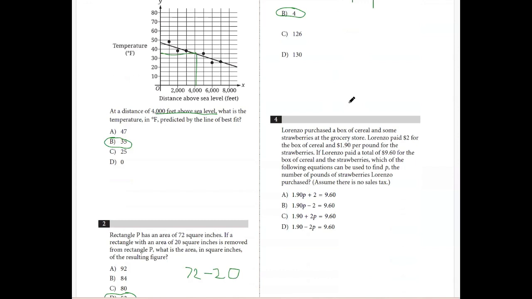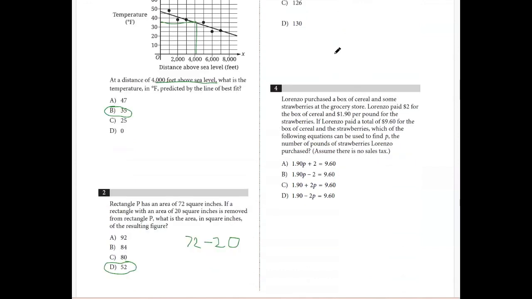Number four, Lorenzo purchased a box of cereal and some strawberries at the grocery store. Lorenzo paid $2 for a box of cereal and $1.9 per pound for the strawberries. If Lorenzo paid a total of $9.6 for the box of cereal and the strawberries, which of the following equations can be used to find P, the number of pounds of strawberries Lorenzo purchased? Assume there's no sales tax. So since we have $1.9 per pound, I have to multiply it by P here. And so plus 2. And this total is equal to 9.6. So correct answer is A as an apple.